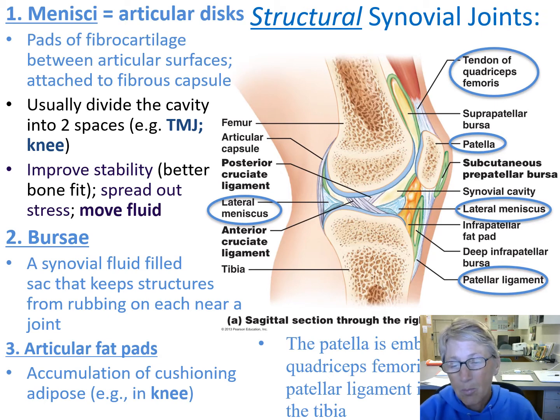And then I've got down here the patella is embedded in the quadriceps femoris tendon. So here's the quadriceps femoris, here's the tendon, and then it runs over the top of the patella. So the patella is embedded in that tendon.